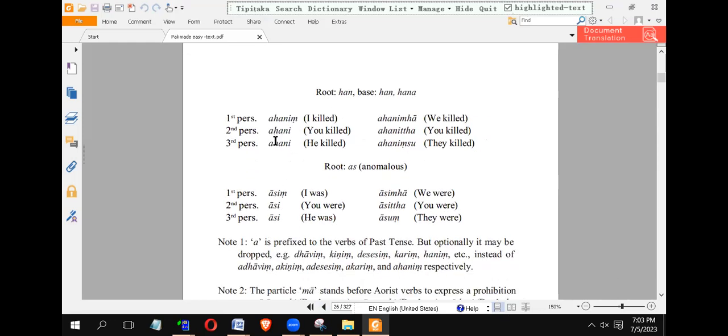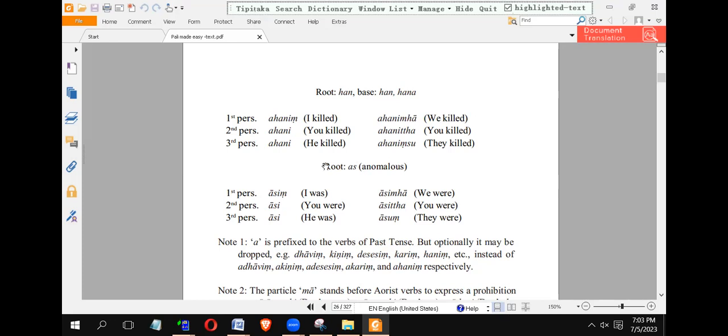All right, you can see here. When you look at it, second person and third person look very similar, right? Ahani, hani, ahaninsu, haninsu. Ahani, hani, ahanita, hanita. Ahanim, hanim, ahanimha, hanimha. All right. So past tense: i, imsu, i, ita, im, imha.